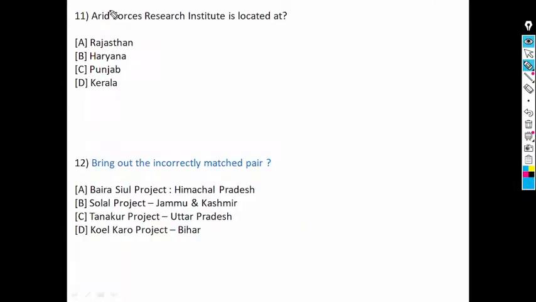Next, the Arid Forest Research Institute is located at Rajasthan, Haryana, Punjab, or Kerala. It is A, Rajasthan.